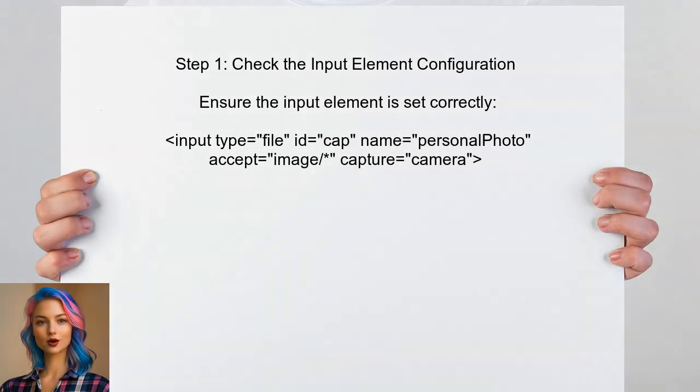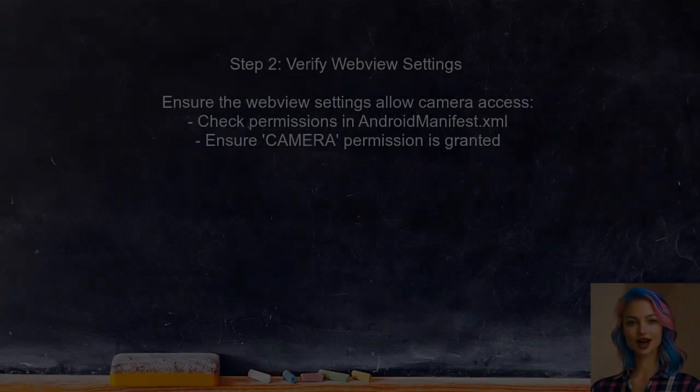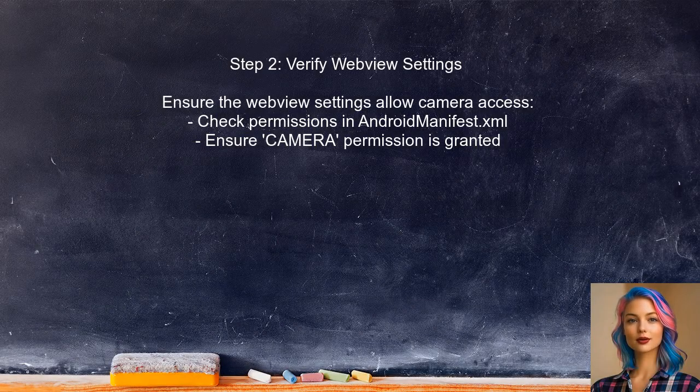To allow the user to take a photo directly from the camera, the first step is to ensure that the input element is correctly configured. The user should check that the capture attribute is set properly in the HTML code. Next, the user should verify that the WebView settings on their Android application allow access to the camera. This is crucial for the camera functionality to work.